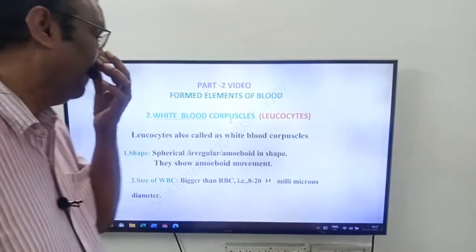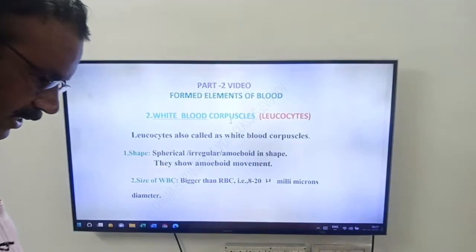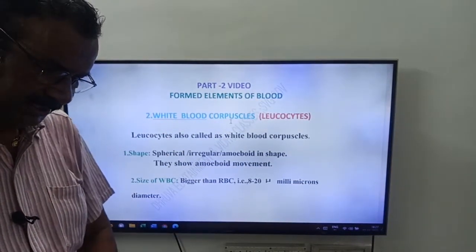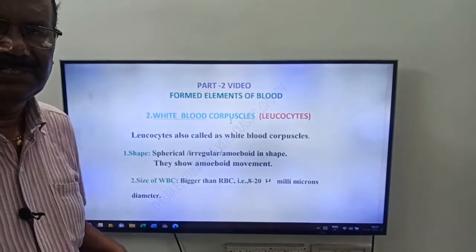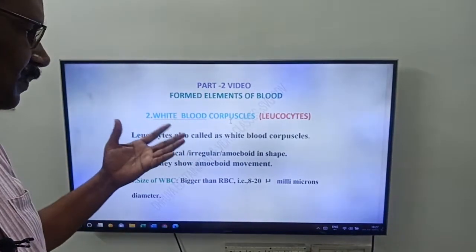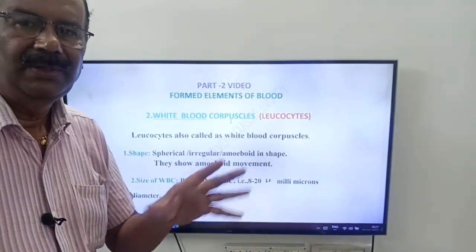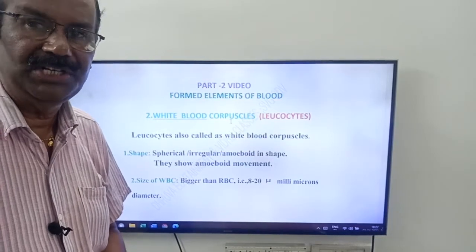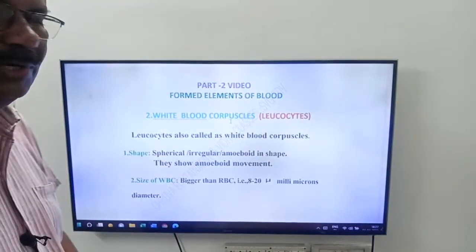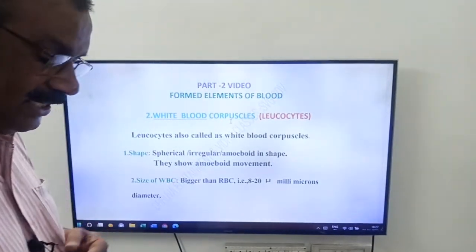Okay friends, now come to white blood corpuscles or leukocytes. They are also called white blood cells or white blood corpuscles. If you see their shape, friends, they are irregular or spherical or amoeboid in shape. White blood cells are amoeboid in shape, or they are shapeless, irregular. They show a movement. What is that movement, friends? Amoeboid movement.